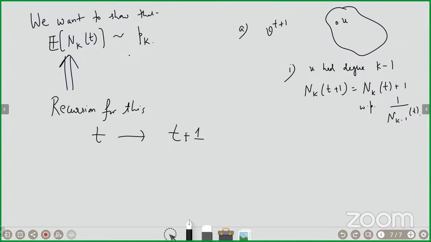What else can happen in this setting where it's actually going to attach to something? Event 2 is you had degree k itself. Then what happens? Then nk t plus 1 is in fact nk minus 1.